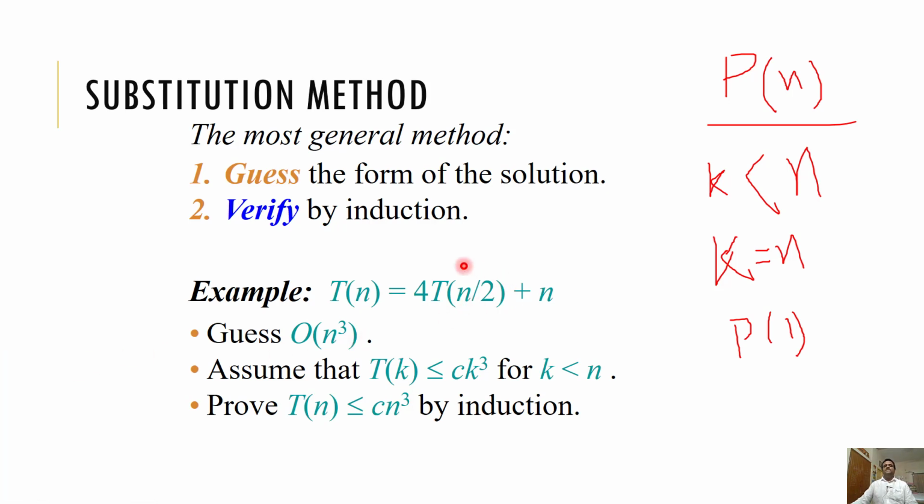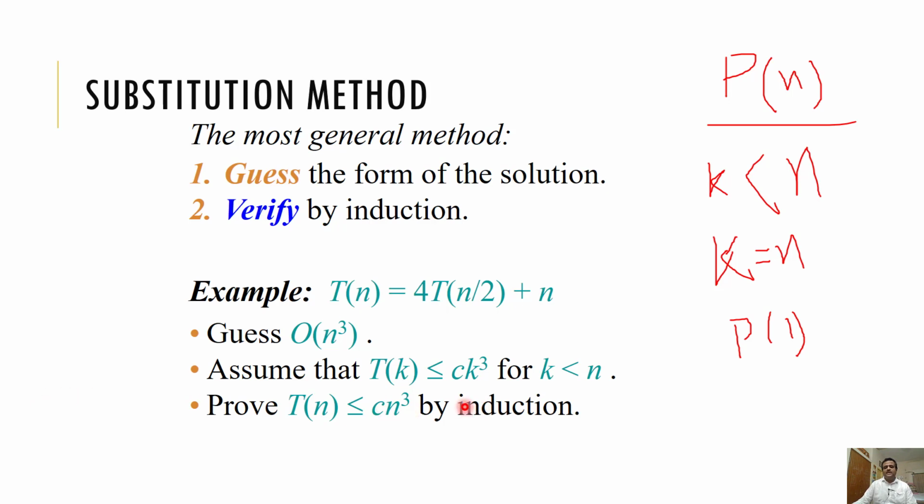Suppose we are given this recurrence: T(n) = 4T(n/2) + n. Now suppose we have to guess the solution for the substitution method. Suppose we guess that this is a big O of n cube algorithm, so T(n) is big O of n cube. Now we will use mathematical induction to verify whether our guess is correct or not.